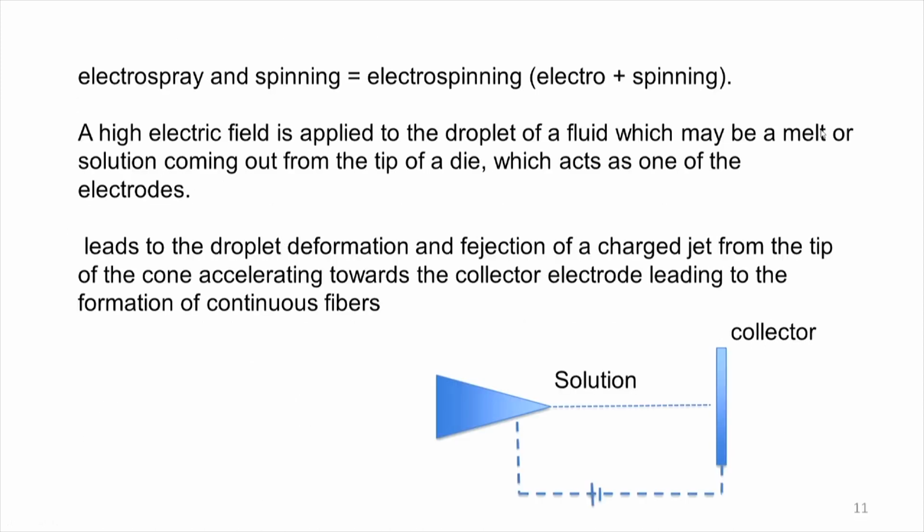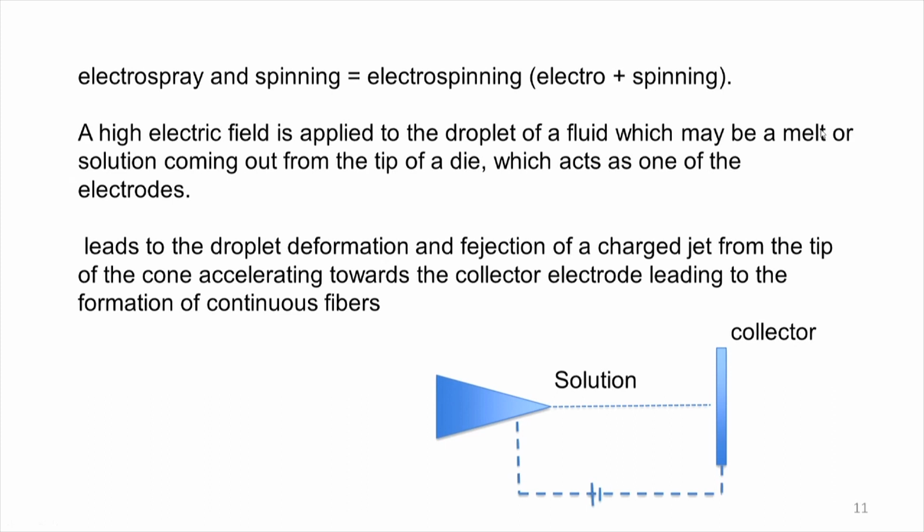So what is this electrospinning? Let us look at the electrospinning process. It is a combination of electrical field and spinning. So you can spin the polymer blend like fibers. So we can get a mat of fibers.